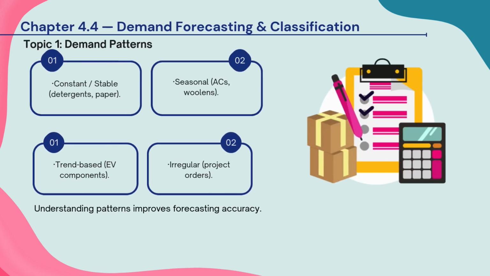This slide explains the different types of demand patterns seen in real businesses. Constant or stable demand. This type has regular and predictable demand like detergents or paper products. Seasonal demand. Demand changes with season like AXE in summer and woolens in winter. Trend-based demand. Demand increases or decreases over time like electric vehicle components. Irregular demand. Demand is unpredictable, mainly for project-based or one-time orders. Understanding these demand patterns helps companies improve forecasting accuracy, reduce stockouts, and avoid excess inventory.